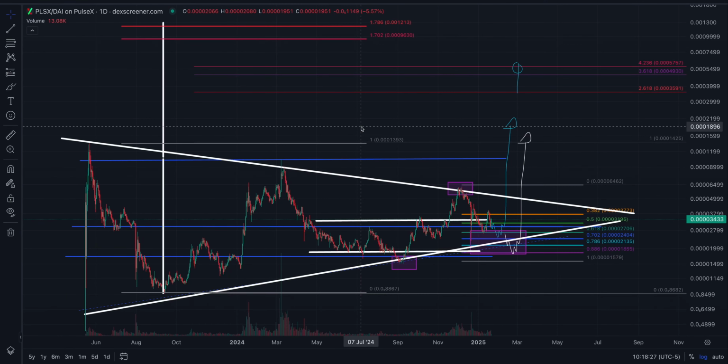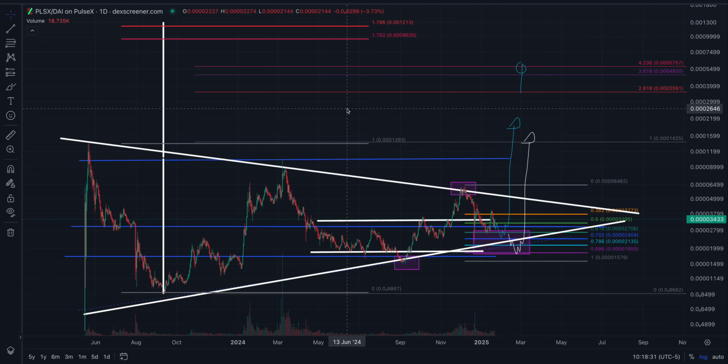Back for another update. Let's take a look at the Richard Heart ecosystem today. We'll take a look at PulseX, PLS, eHEX, and pHEX. And if we have some time, we'll also take a look at some meme coins on the PulseChain ecosystem.